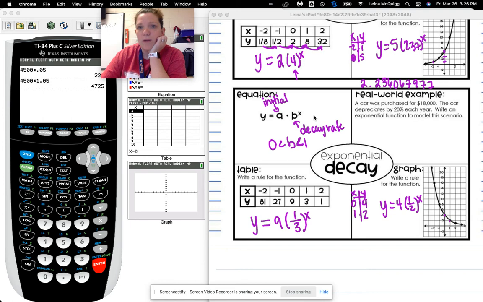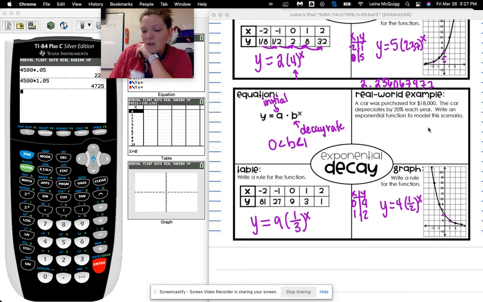Here we go. A word problem for decay. A car was purchased for $18,000. The car depreciates by 20% each year. Write an exponential function to model this scenario. So what's happening here? We're buying a car and it depreciates. The word depreciates means it loses value. Okay, so it's losing value. As soon as you buy a vehicle, you drive it off the lot, it's going to lose value. It's not going to be worth as much as you just paid for it. Okay, so this is losing value at 20% each year.